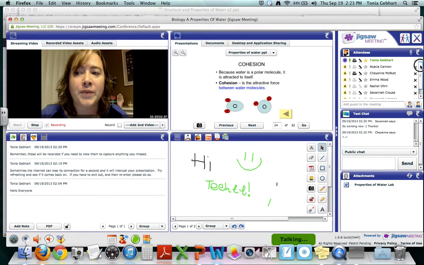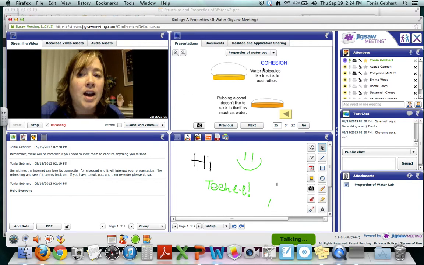Okay, cohesion. Cohesion is because water is polar, so it becomes attracted to itself. It's like when you're in a cohesive group, it means you are attracted to each other. So cohesion is the attractive force between water molecules. Because they like to stick together, water molecules have a very strong cohesive tendency, whereas rubbing alcohol does, but not nearly as much as water.